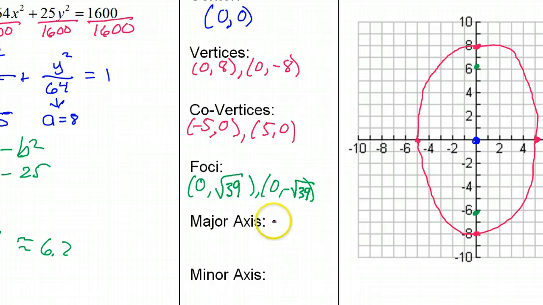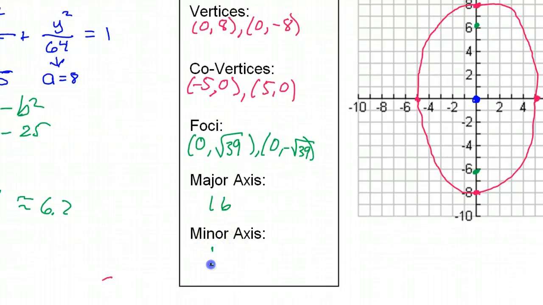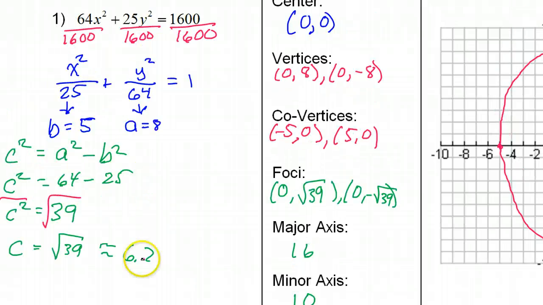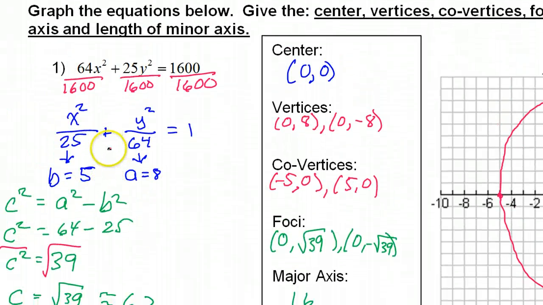Now the major axis is just the long way from end to end. Remember how we graphed it. It's 8 and negative 8, so that's a total of 16. And then we had negative 5 and positive 5, so the minor axis has a length of 10. Okay, that is it for number 1.